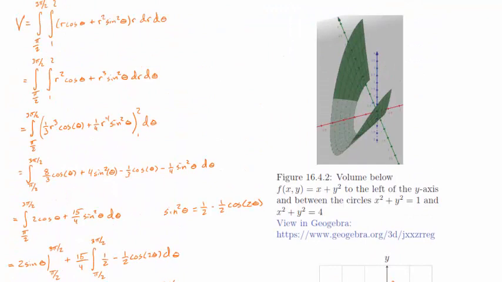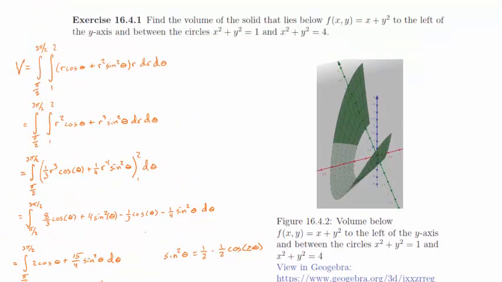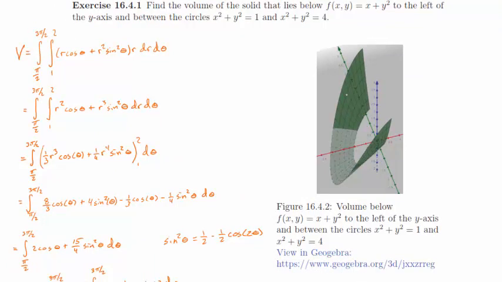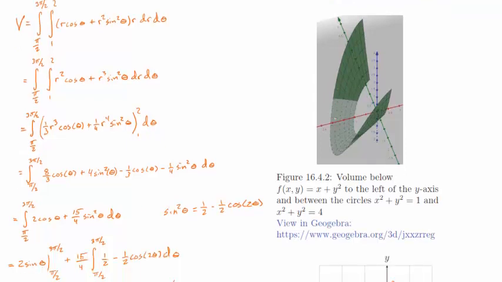between the surface f of x, y equals x plus y squared and the xy plane. We'll note that part of that is a positive volume for when it's above the xy plane, and part of it is a negative volume for when it's below.